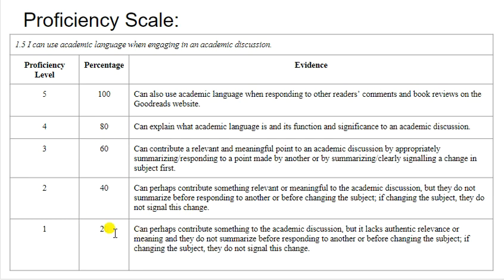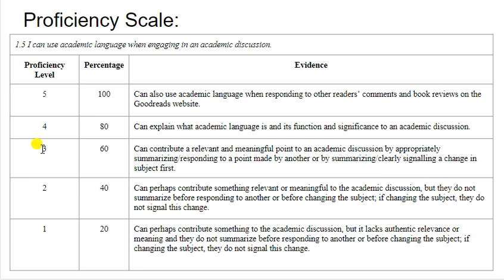A 2, 40%: maybe you can contribute something relevant or meaningful, but you don't summarize before responding to another or before changing the subject. If you do change the subject, you don't warn everybody that that's what you're about to do. Have you ever been in a discussion with somebody or tried to talk to somebody and they just sort of randomly change the subject and it makes you feel kind of deflated, like, oh, I guess they don't really care about what I was saying? So that's what I mean by changing the subject and signaling that you're doing so.